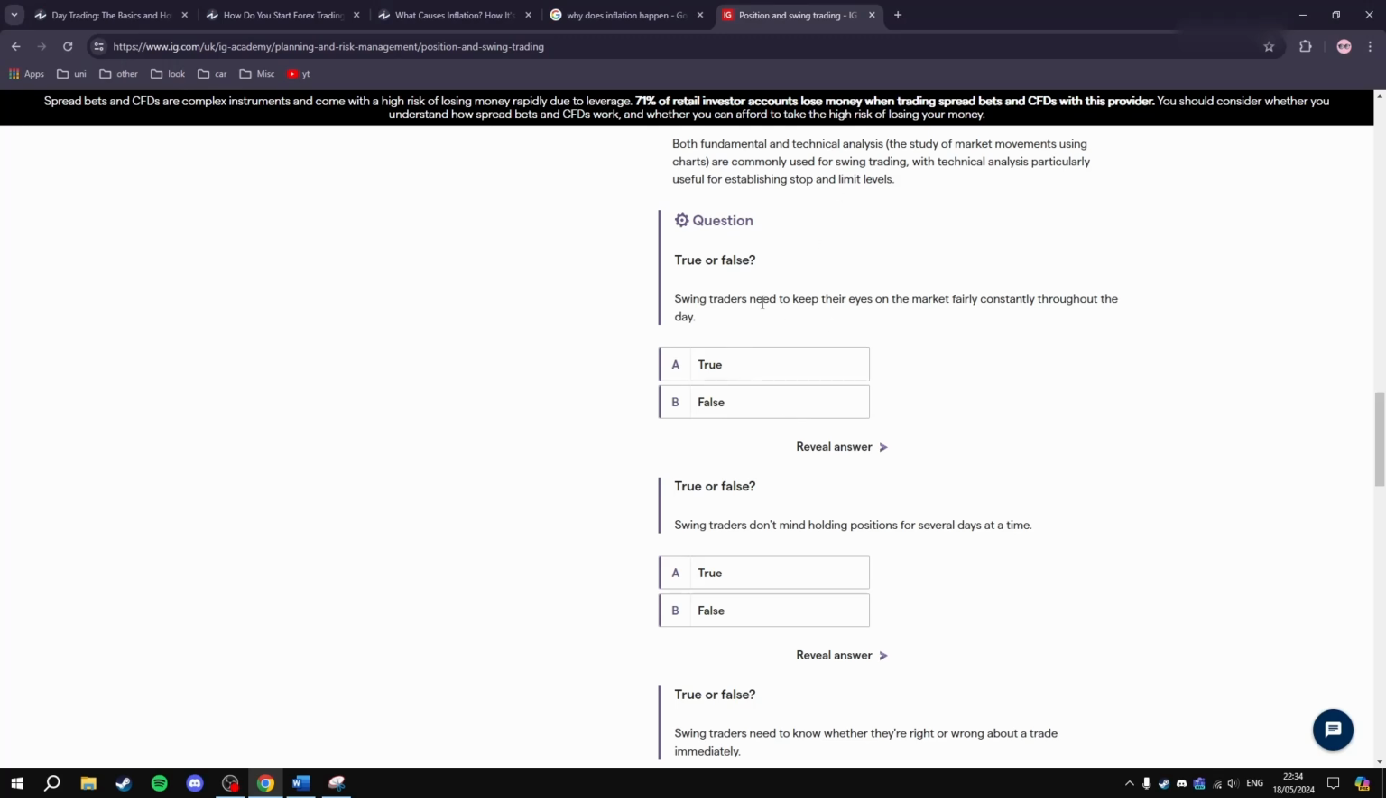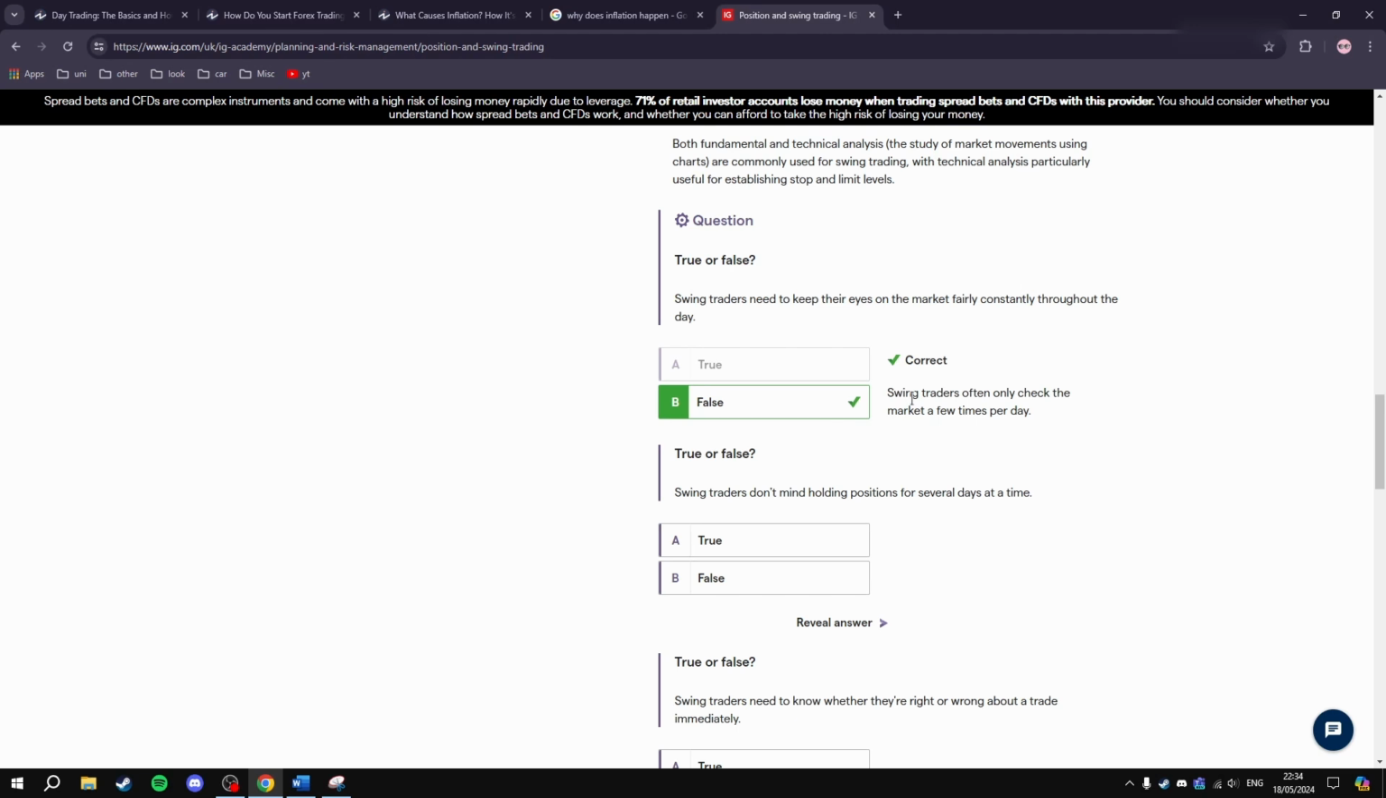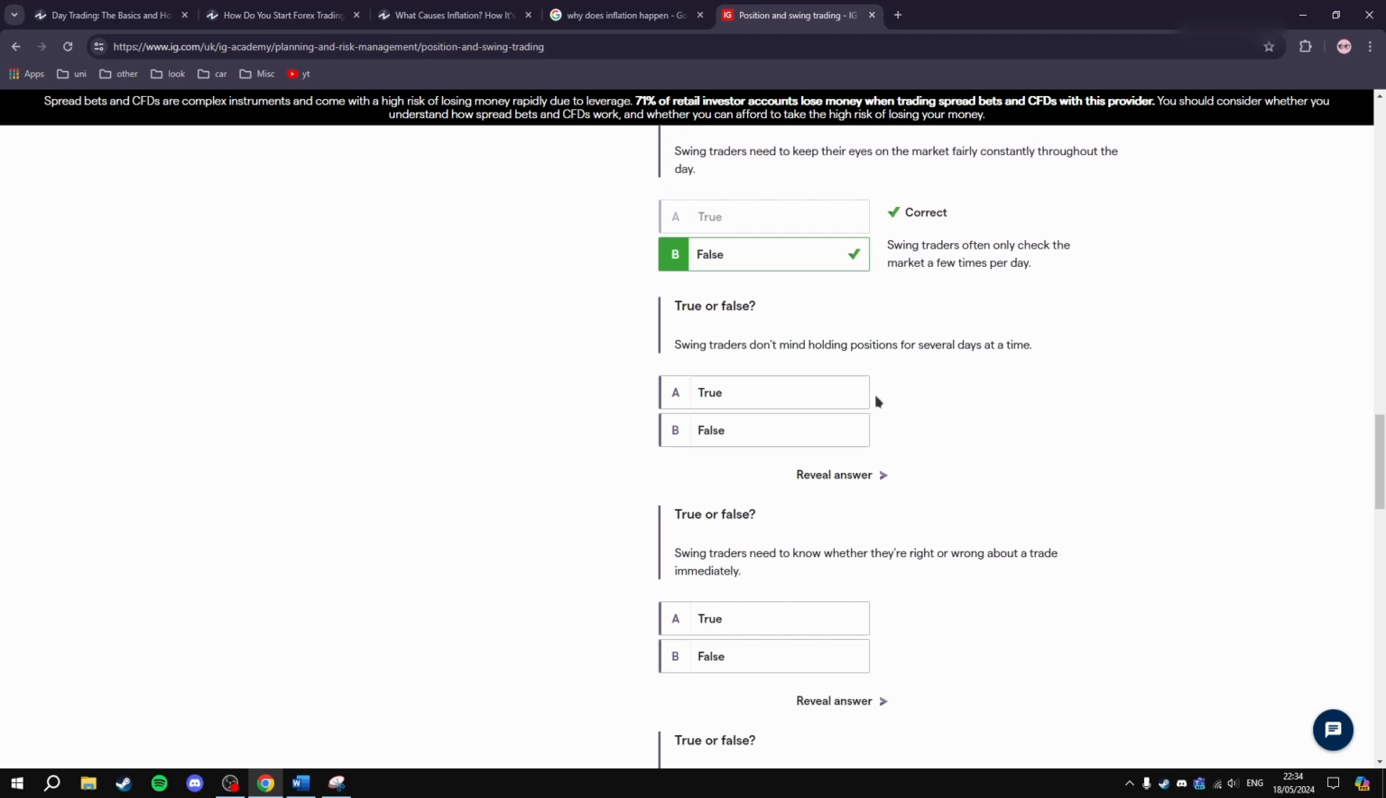True or false? Swing traders need to keep their eyes on the market fairly consistently throughout the day. False. Swing traders often only check the market a few times per day. Swing traders don't mind holding positions for several days at a time. True.